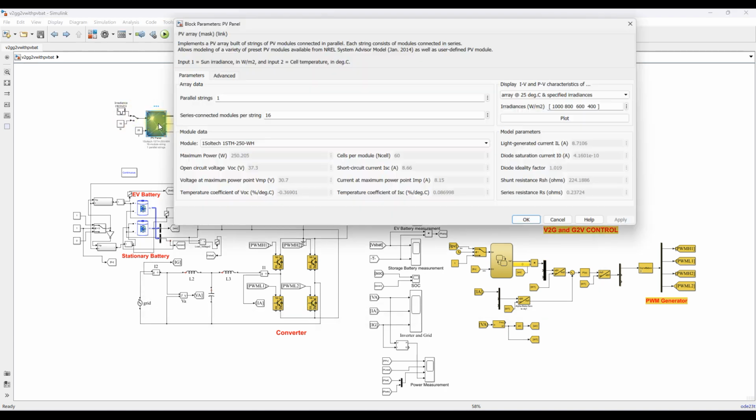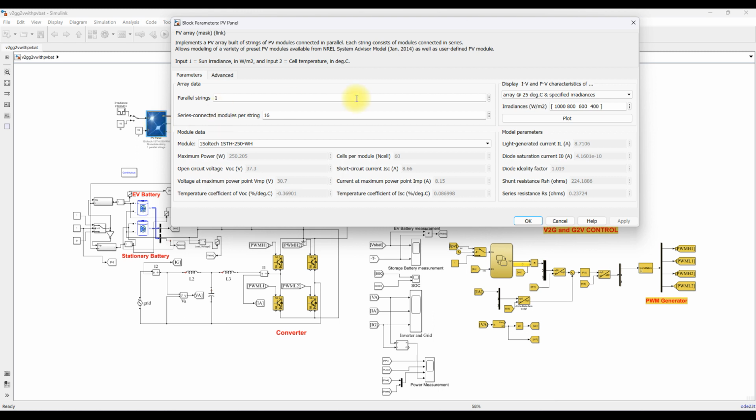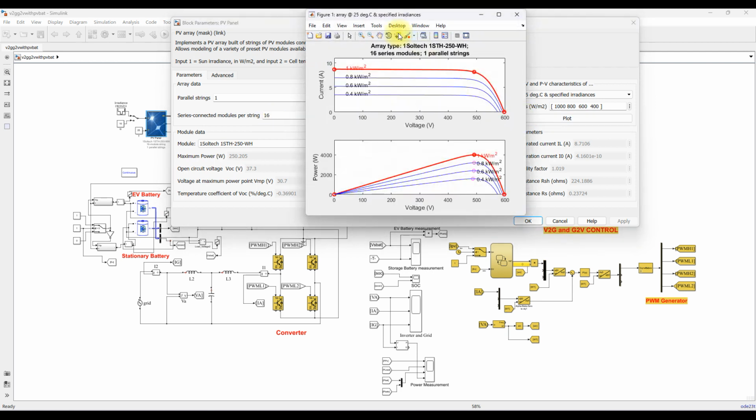Here you can see the rating of the solar PV array. The single panel rating is 250 watts, and we are using 16 series-connected PV modules in a single string. So in total it can generate around 4000 watts, that means 4 kilowatts, at 1000 watts per meter square.